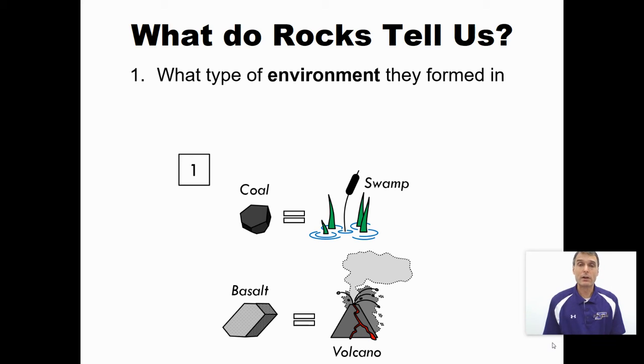Also, if you find the rock basalt, that's typically formed from a lava flow, so we know that there used to be a volcano there. Make sure you fill this information out on your diagram on your note sheet.